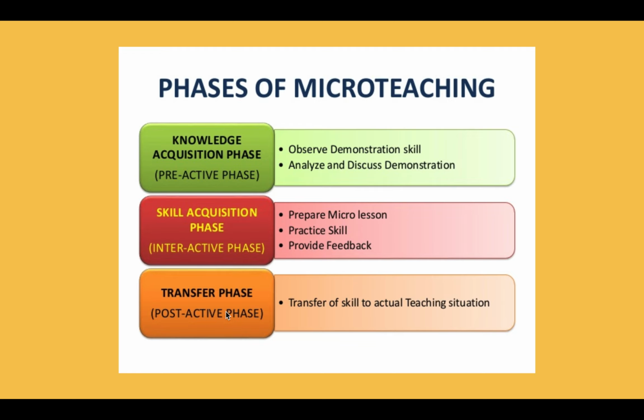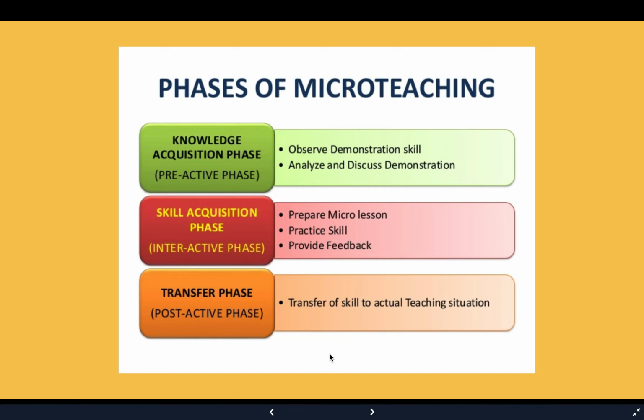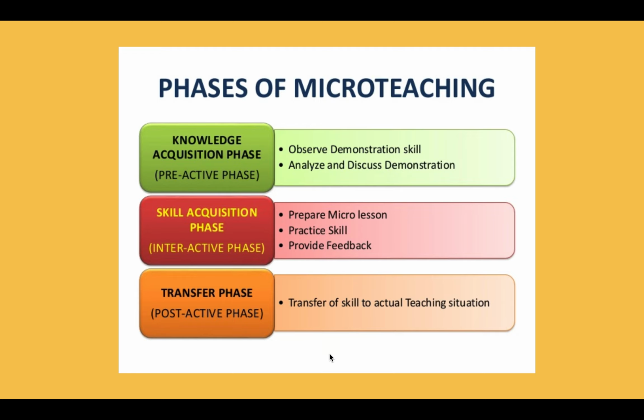Now the skill acquisition phase is the interactive phase. After observing the demonstration by an expert teacher, the teacher trainees prepare a micro lesson, practice the skill, and get feedback. That is the second phase of micro teaching. The last phase is the transfer phase. Once we attain a skill, we can transfer it to an actual teaching situation. That phase is called the transfer phase, the post-active phase.